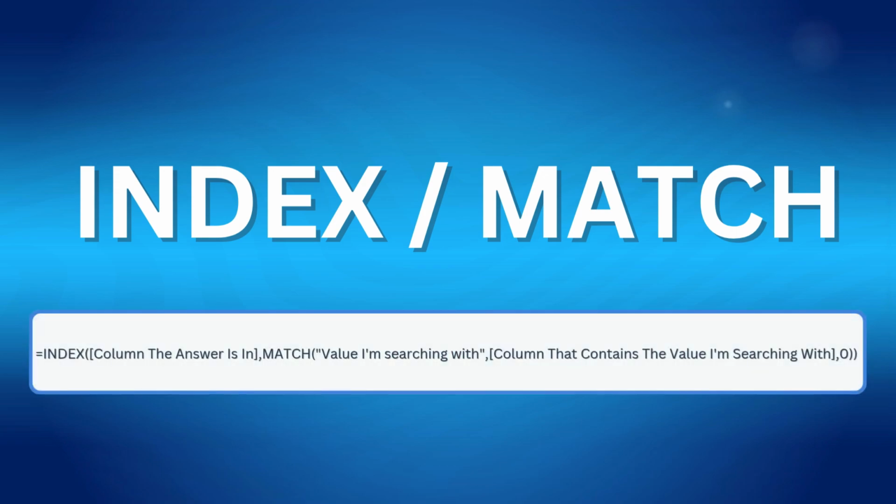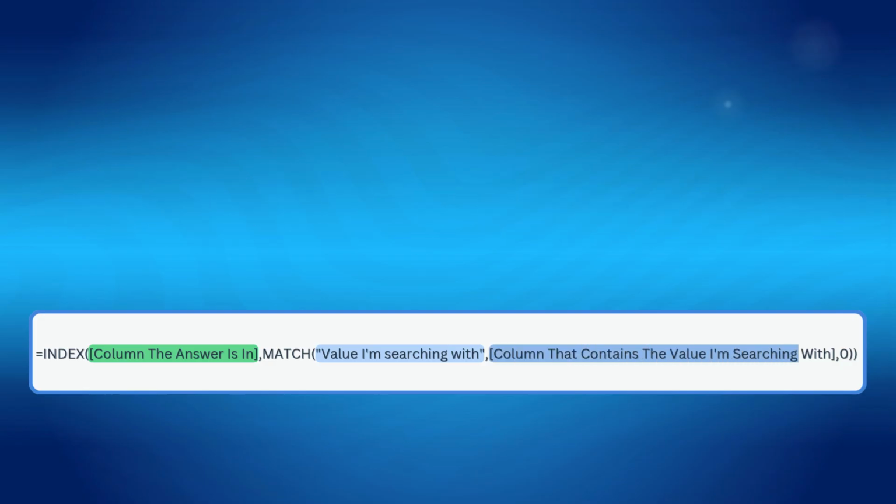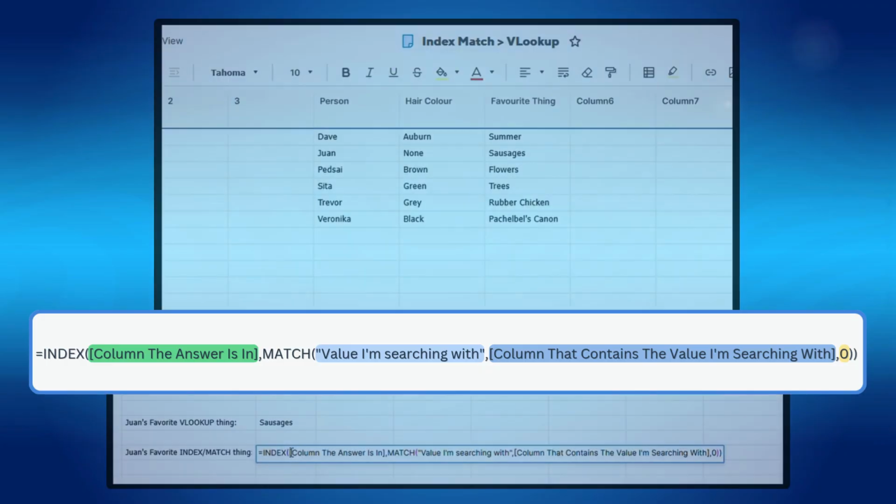Here's that cheat sheet I promised earlier. You have the column the answer is in, the value I'm searching with, the column that contains the value that I'm searching with, and a 0, because defaults.